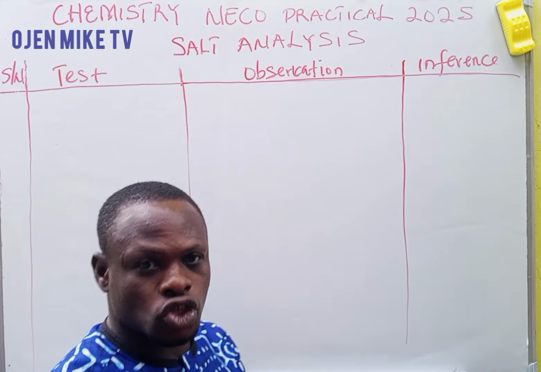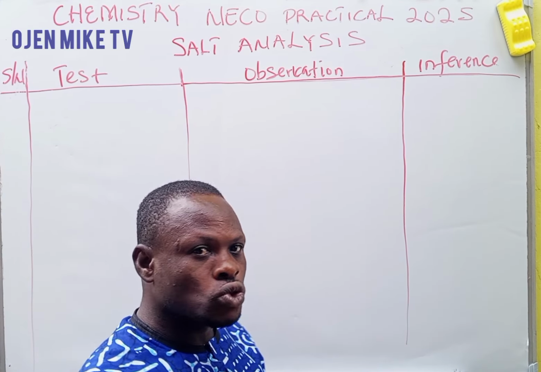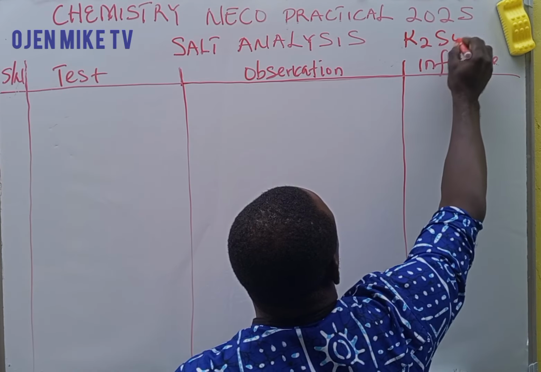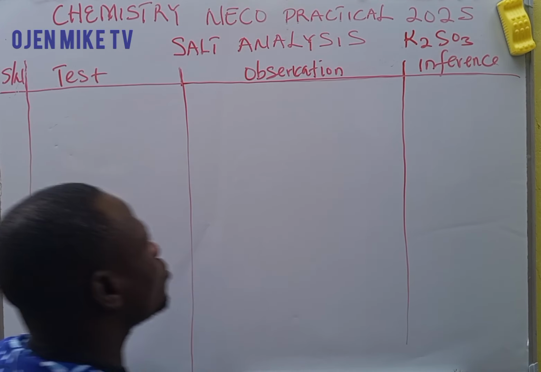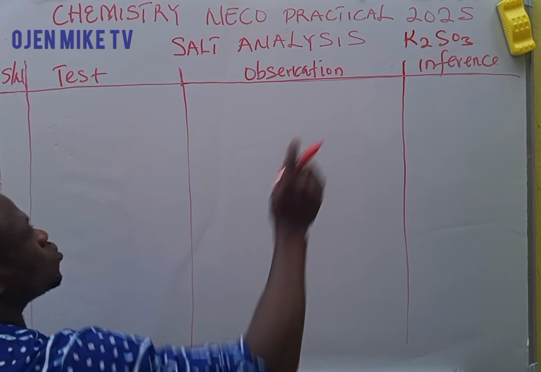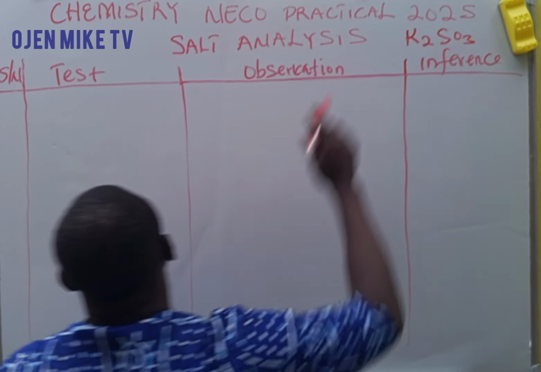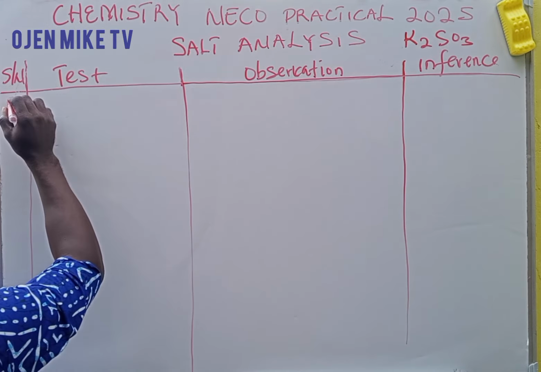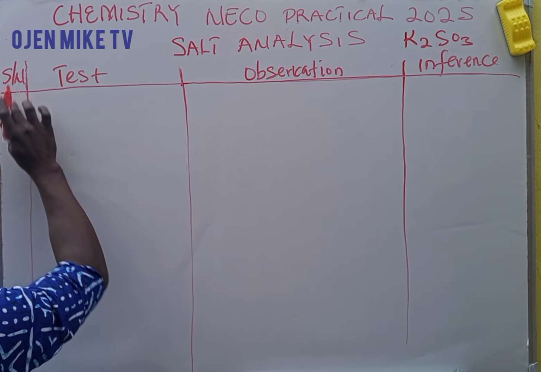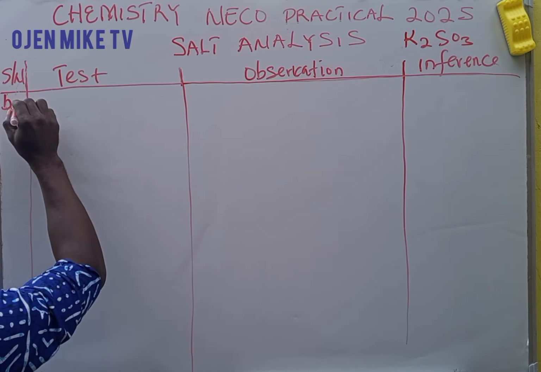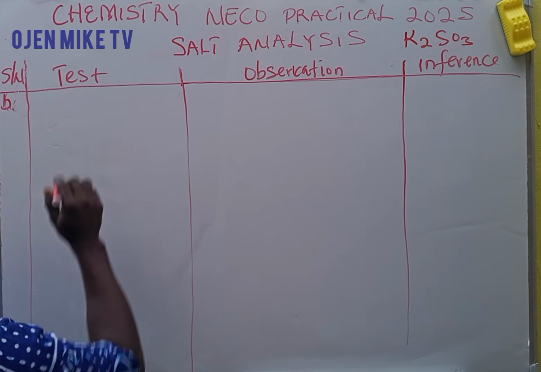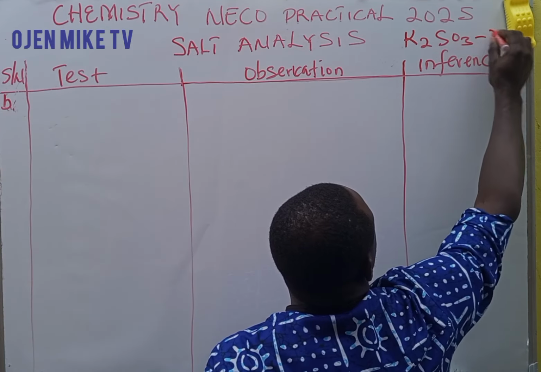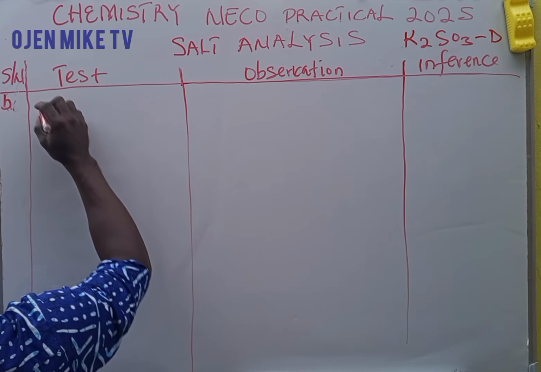So the next salt we are going to analyze, remember you are given two salts, is K2SO3. Now in this one, the first thing for you to analyze for K2 is normally done through what? Flame test. So just say this is our A, this is our B, this is sample C, D.